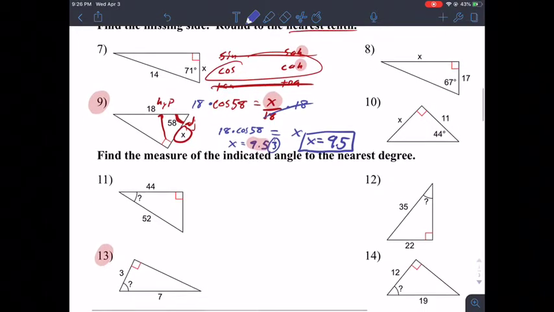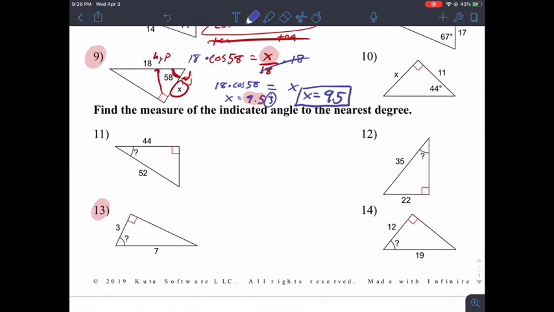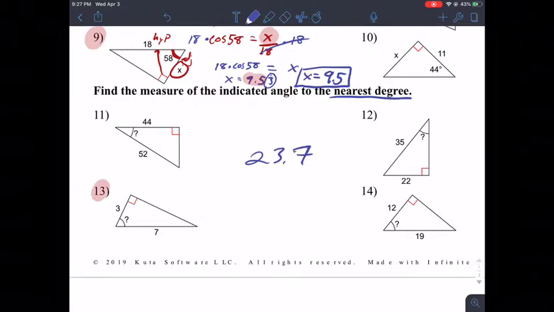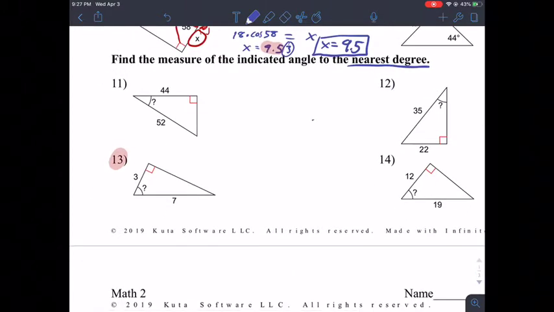Alright, next one. Find the measure of the indicated angle to the nearest degree. So here, we want to find the measure of the angle, and we want to round to the nearest degree. All that means is if we have something like 23.78, we're going to round this up because of the 7, so it's going to be 24 degrees. Round to the nearest whole number, basically.